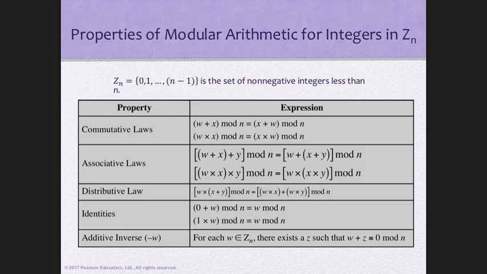Distributive, it combines multiplication and addition, so w times (x plus y) mod n is the same as w times x plus w times y, and then the whole thing mod n. Okay. That's called the distributive property.